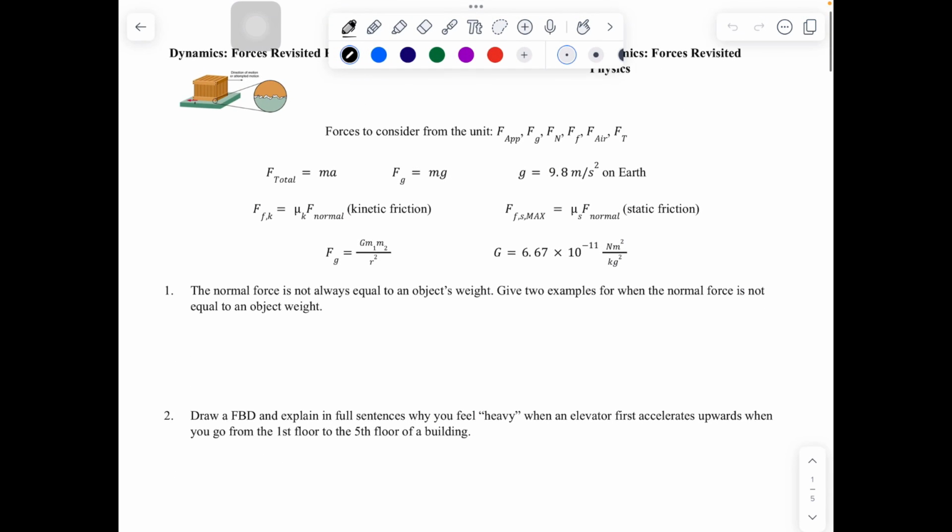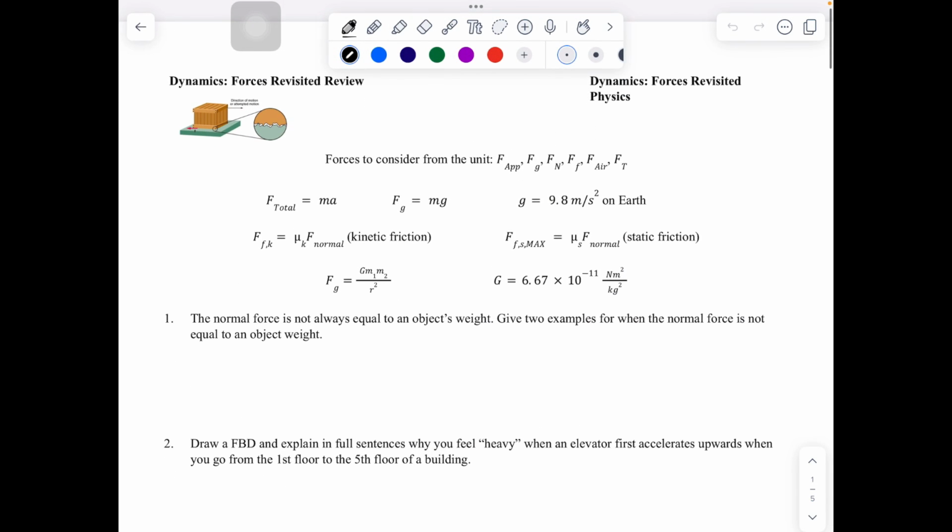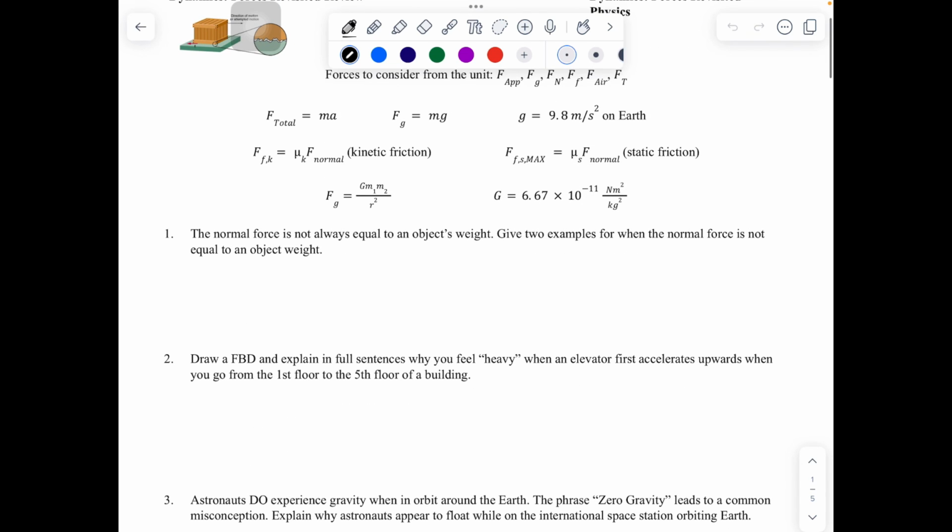Alright, today we're looking at our Dynamics Forces Revisited review, and we're going to walk through every problem, talk through them, and see how to solve them. Alright, number 1. Normal force is not always equal to an object's weight. Give 2 examples for when the normal force is not equal to an object's weight.